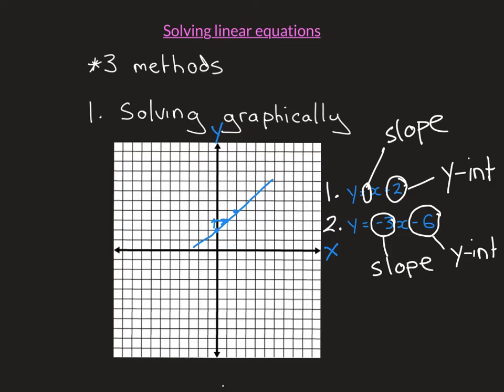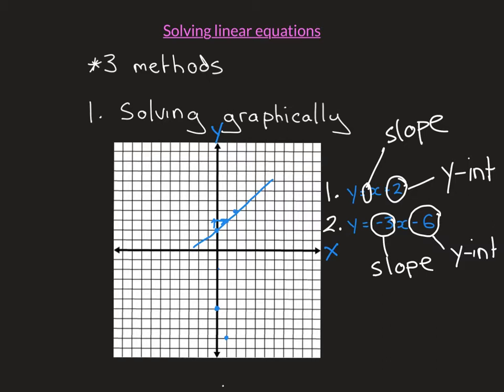Okay, so let's first draw the y-intercept of this second line, which is -6. If we go down 1, 2, 3, 4, 5, 6, -6, that's our y-intercept. That's the point at which the line cuts through the y-axis. Now we look at our slope. The first thing we notice is it's a negative slope, so that means we're going to go down 3, 1, 2, 3, and across 1. Okay, that's our second line there.